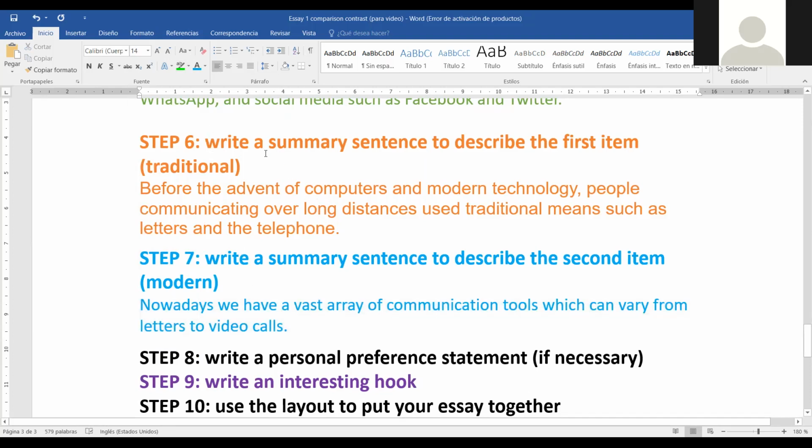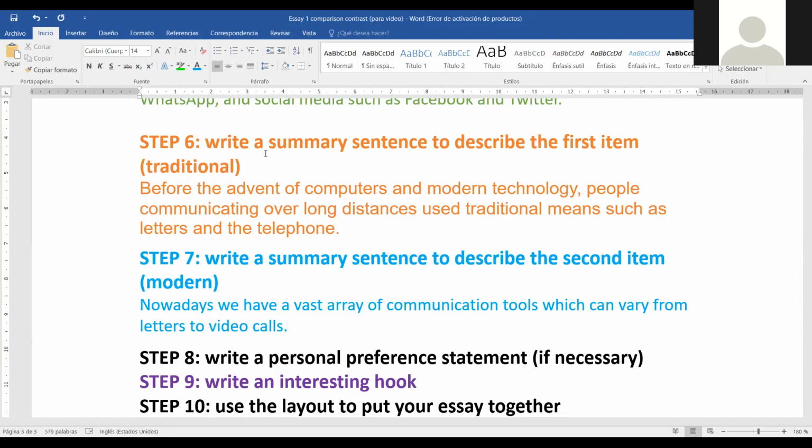So that is the second. Again, in step 6, I write about the first one, which was traditional. Before the advent of computers and modern technology, people communicated over long distances by traditional means such as letters and telephone. That was in the past. In step 7, you write only one sentence.